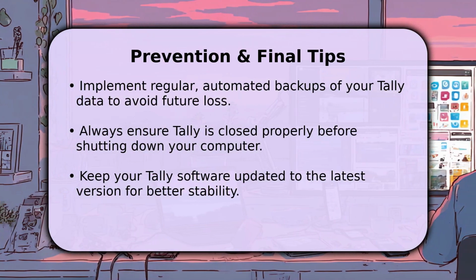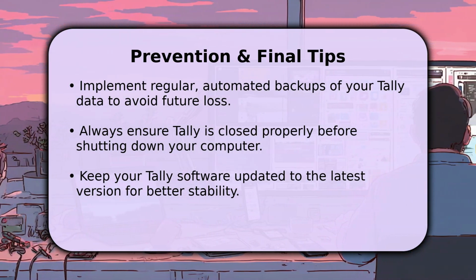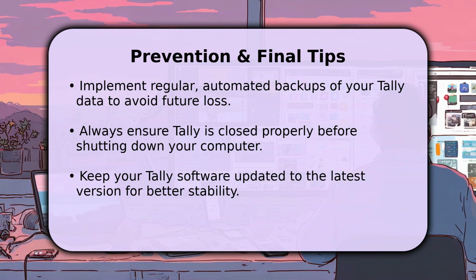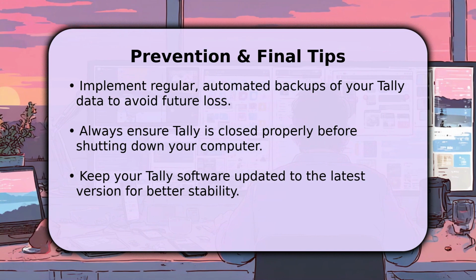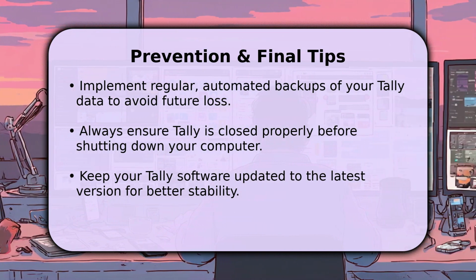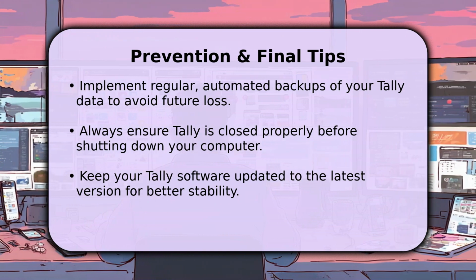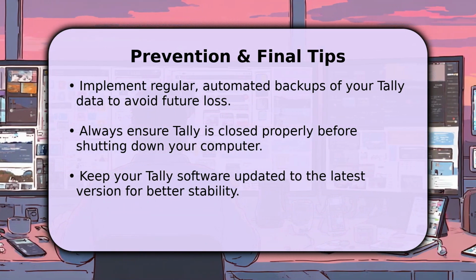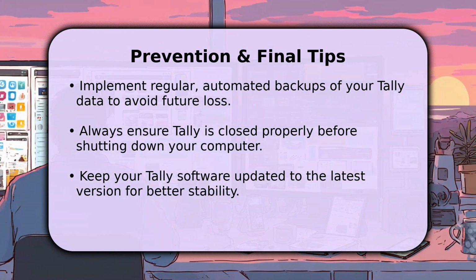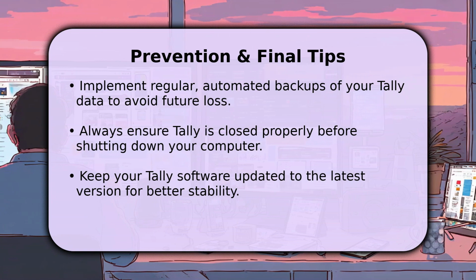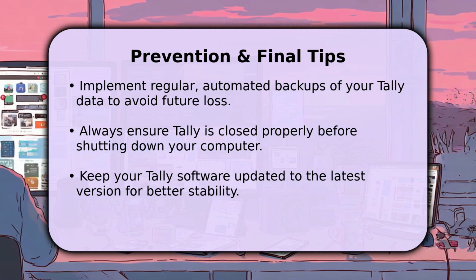To prevent error code 0 from returning, focus on good data practices. Regular backups are your best defense against data loss. Schedule them often. Always ensure Tally is closed correctly before powering down your system, as improper shutdowns are a common cause of data corruption. Keeping your Tally software updated also provides stability and bug fixes, contributing to a smoother experience overall. With these tips, you'll be well equipped to manage your Tally data confidently.